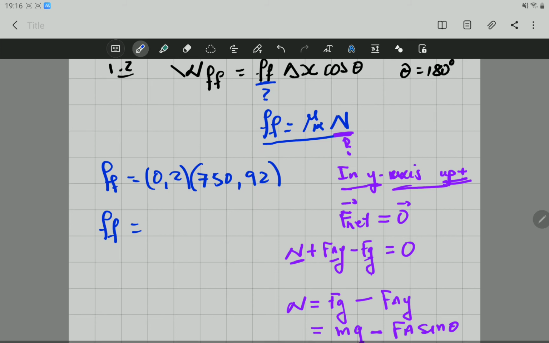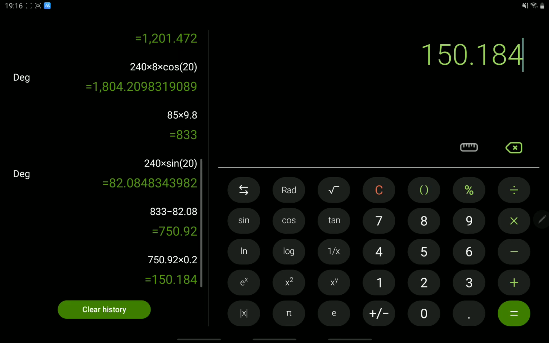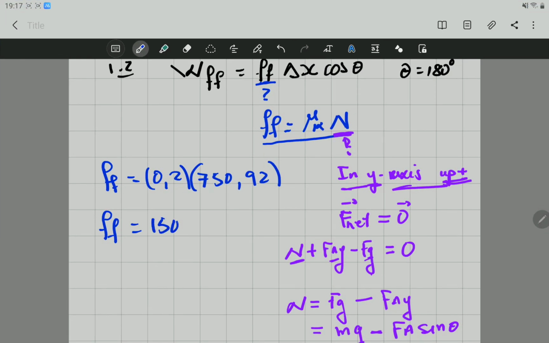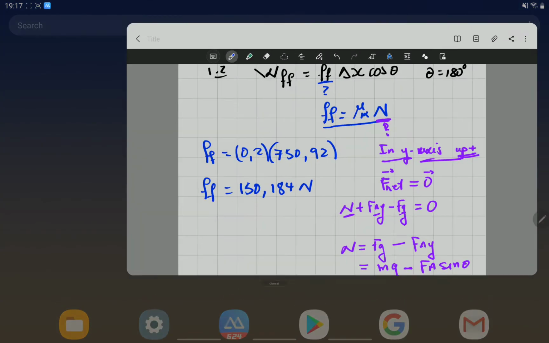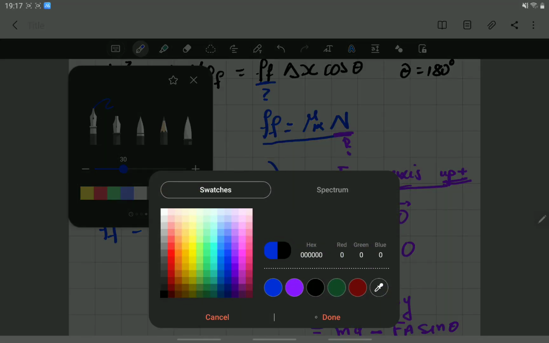Let's go to the calculator so you can see the calculations. It's 750.92 times 0.2. This is the normal force that was calculated multiplied by the kinetic coefficient of friction. The answer is 150.184. Let's leave it like that. 150.184 newtons. There we go.